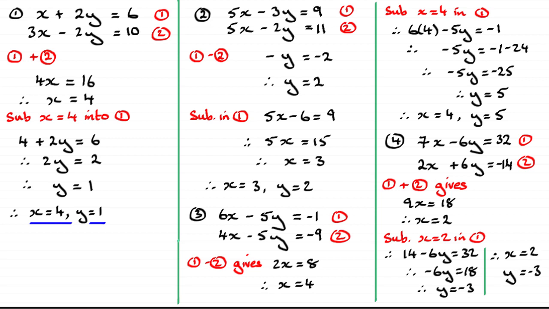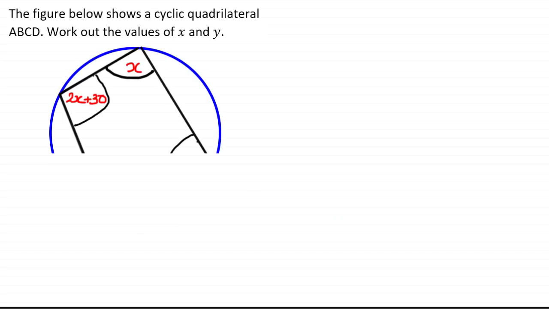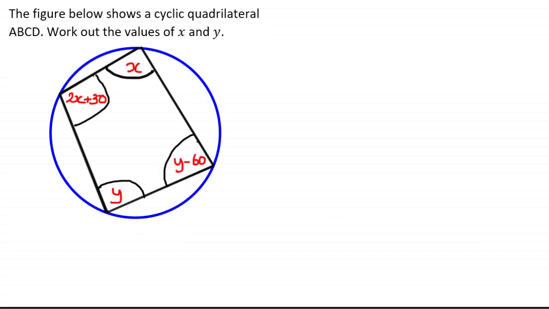So I did promise, we've got one last question here, and it's going to be a GCSE question. It's on the geometry of a circle. The figure below shows a cyclic quadrilateral ABCD, and you can work out the values of x and y. So I'm hoping you know something about cyclic quadrilaterals, okay?